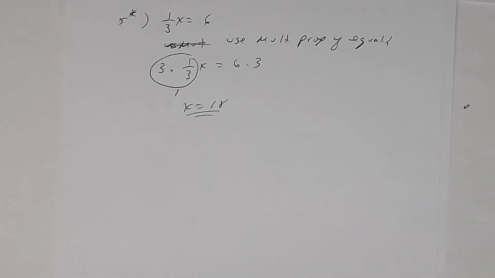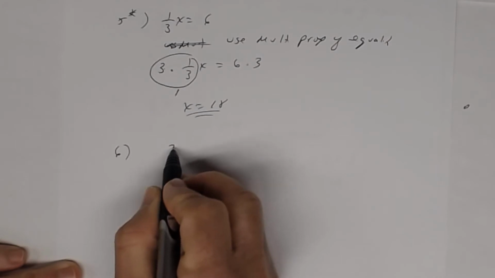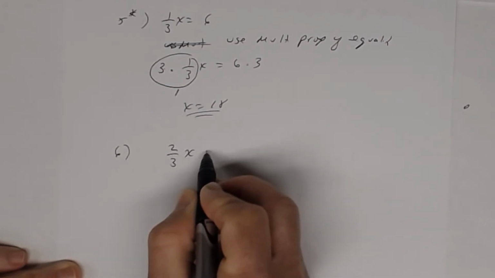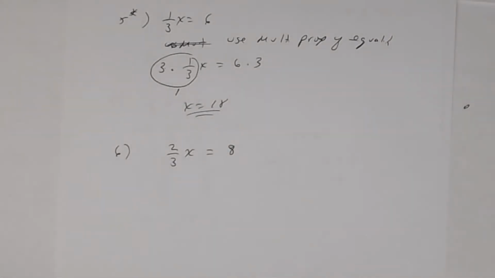All right, so let's look at number 6. So this is number 6. Let's suppose we had 2/3 x is equal to, let's say, 8. 2/3 x is equal to 8.